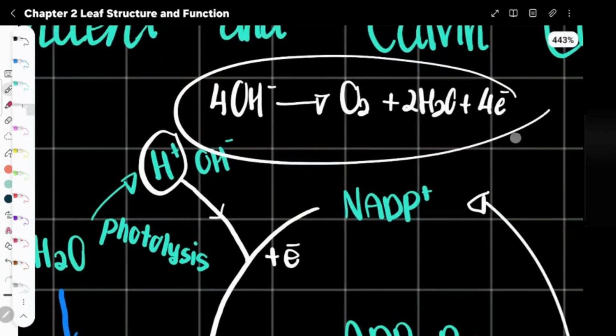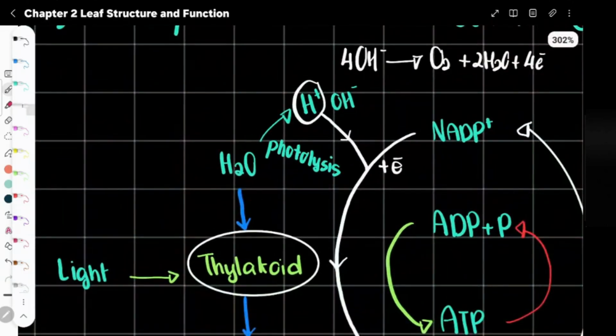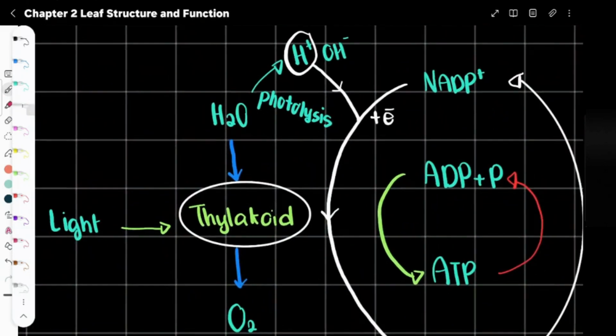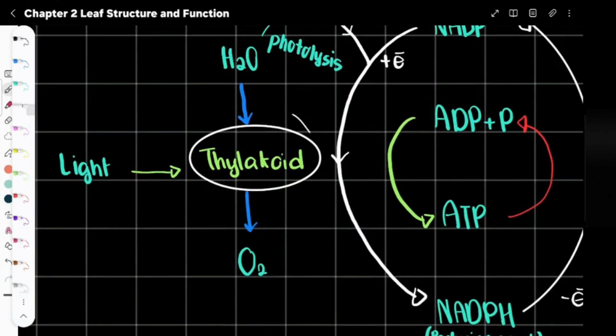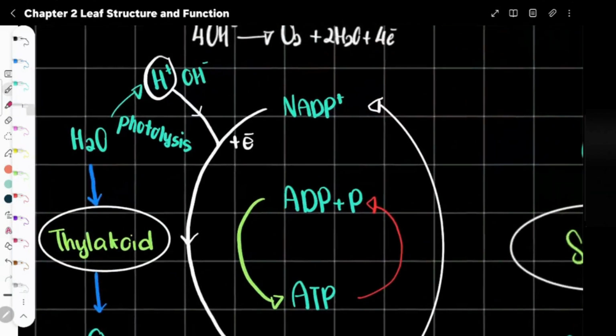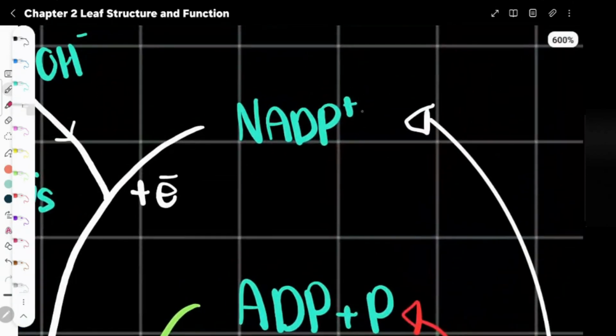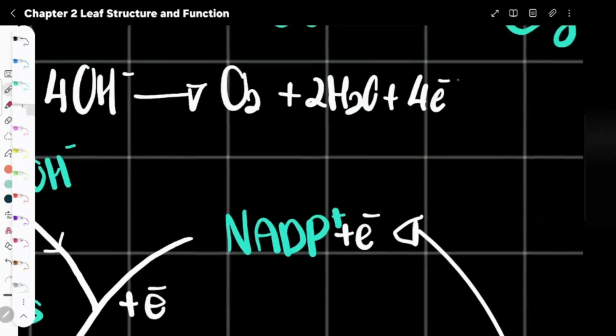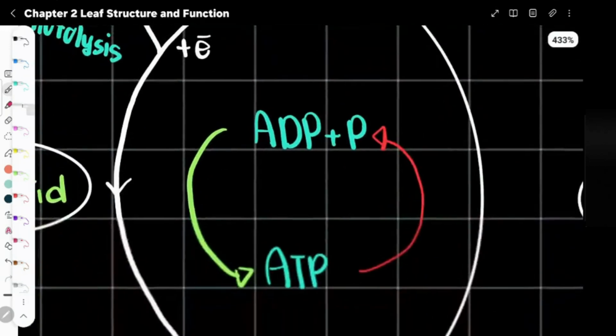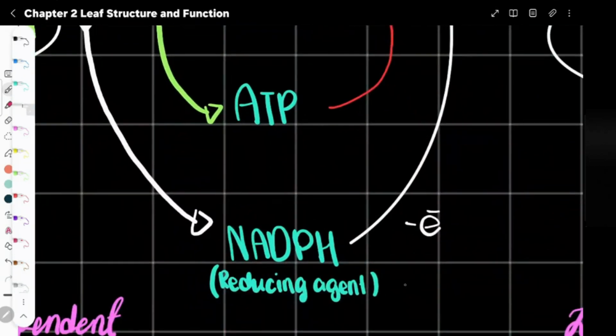I know the part I'm going to explain is confusing. Later there will be a simplified version. But just follow me first. So the thylakoid, after it gets these two, it produces oxygen. That's the first thing you have to understand. And then there's NADP plus. If it accepts an electron from this thing here, it becomes NADPH. This is known as a reducing agent. Later I will explain why it's a reducing agent, but all you need to know is that it's known as NADPH.